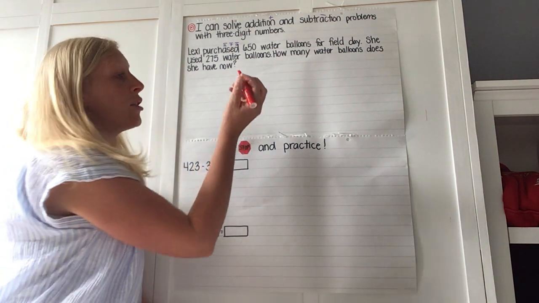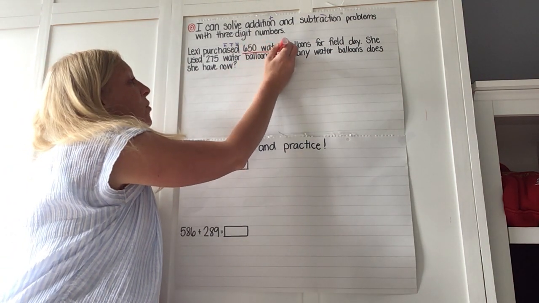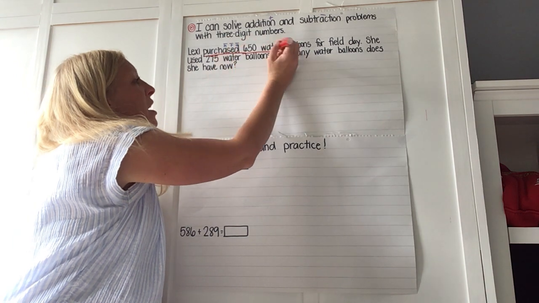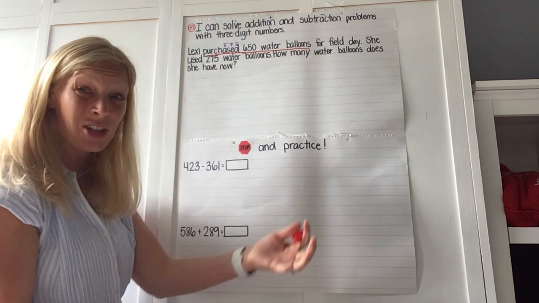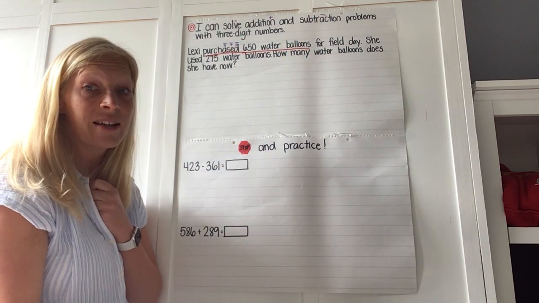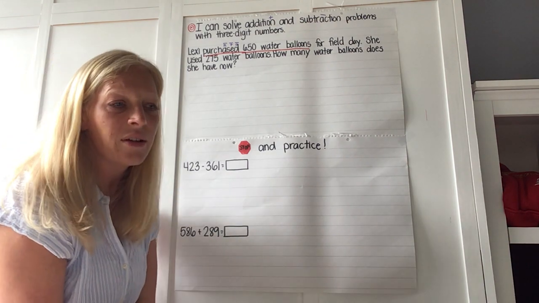Yeah, she bought or purchased 650 water balloons. Now I'm going to underline that word purchase because that means she got them, right? That's how many she had. What else happened?